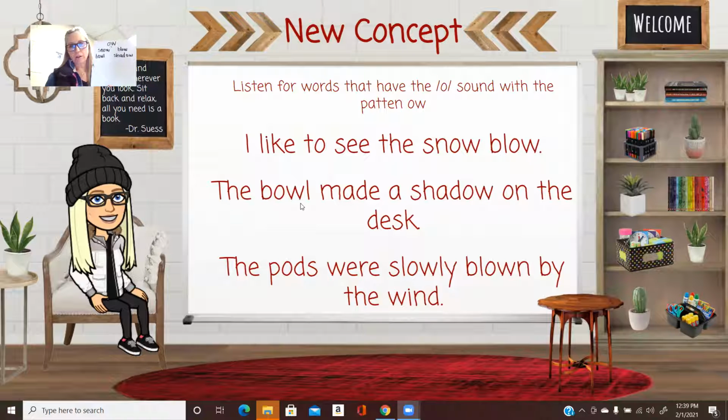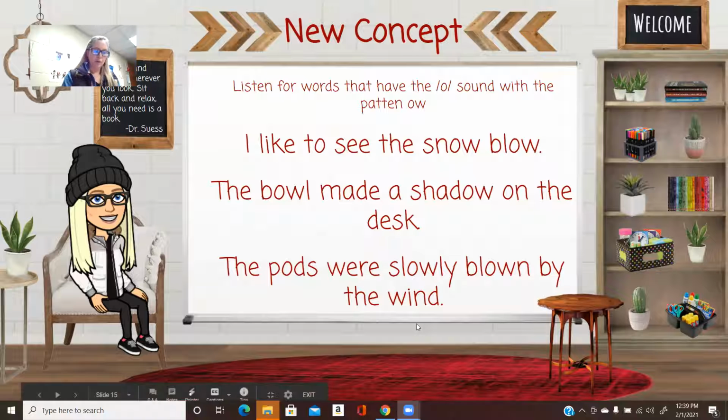Again, please make sure that you're going back and rereading each one of these sentences. These are all words we should be able to read and develop our reading fluency. Here we go. The last sentence. The pods were slowly blown by the wind.